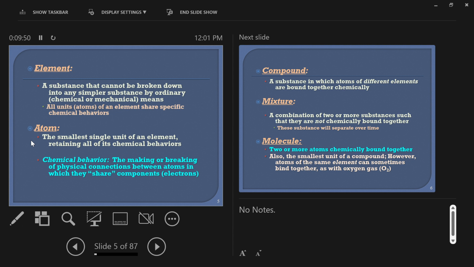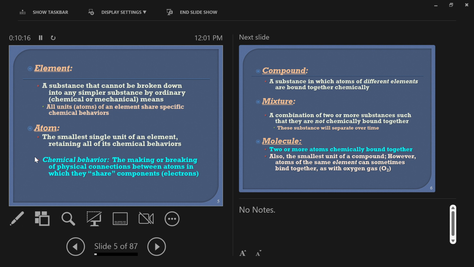Okay, it'll act like oxygen. That's it. So chemical behavior. Chemistry is simply: take all of those atoms on the periodic table and tell me how they interact with each other. How do atoms interact with each other? That's what chemistry is. Chemistry, or chemical behavior, is the making or breaking of connections between atoms.